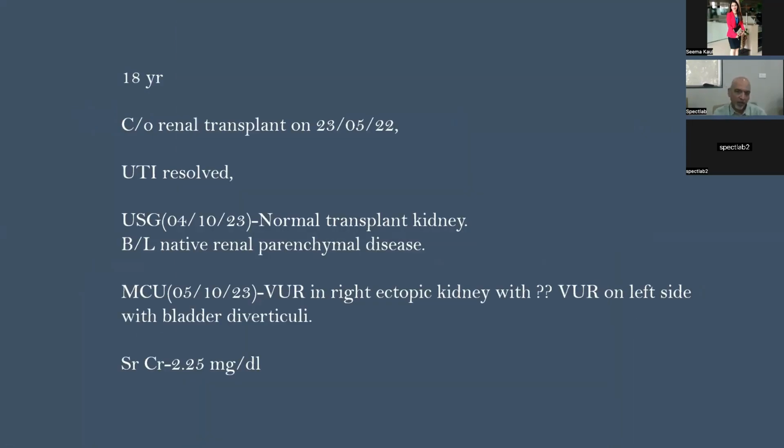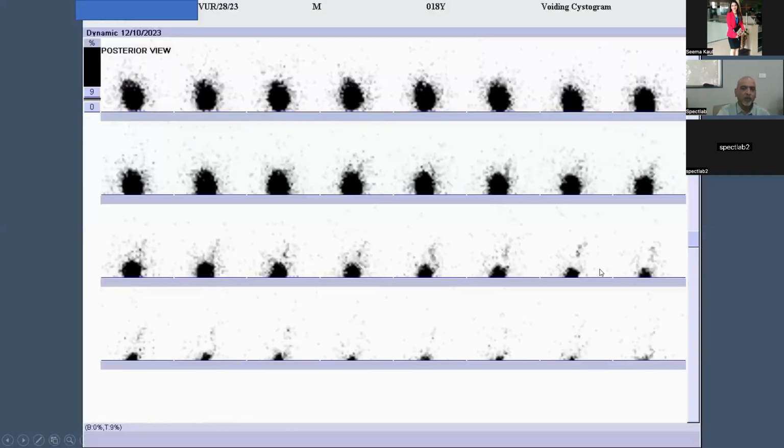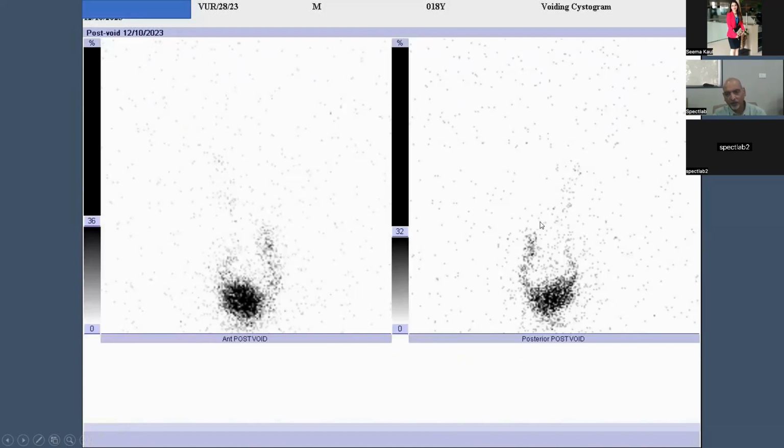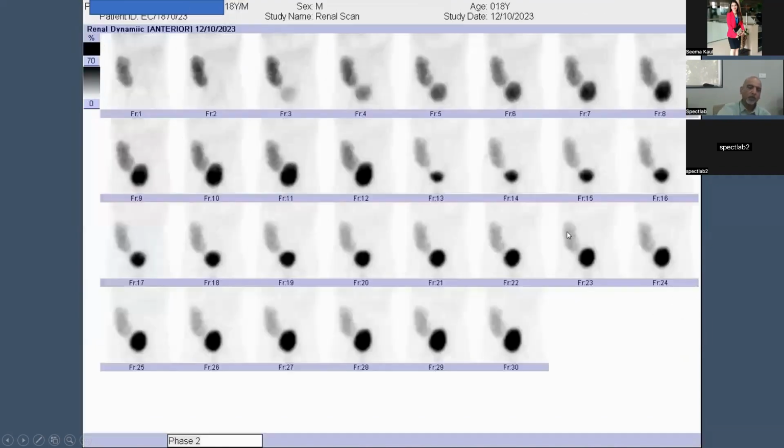Here's a young patient with renal transplantation and with creatinine which was a little higher, and an MCU post-transplantation showed an ectopic kidney. That was a transplant kidney with suspected reflux. So we did a reflux scan, and you can see there's a refluxing ureter here on the right side as well as the left side. So probably the patient had a refluxing native ureter as well as the transplanted kidney.